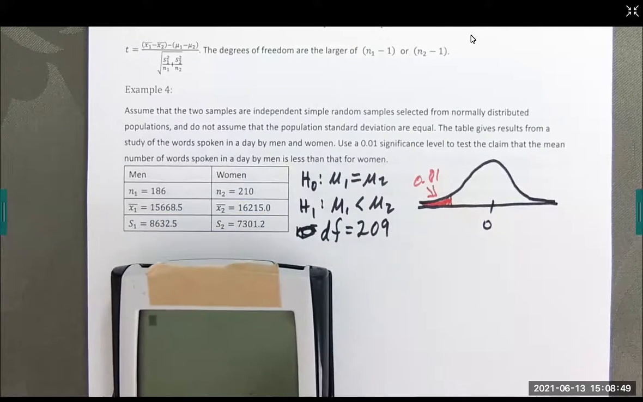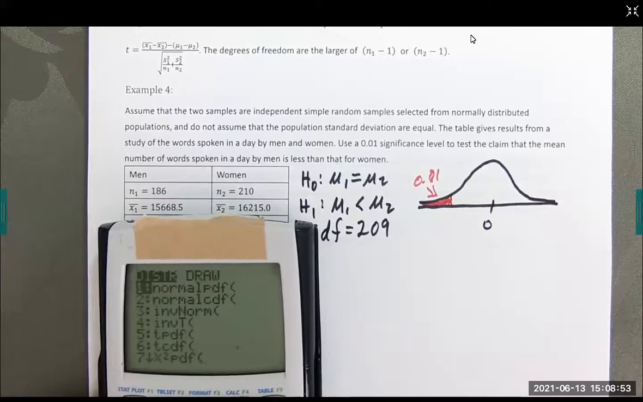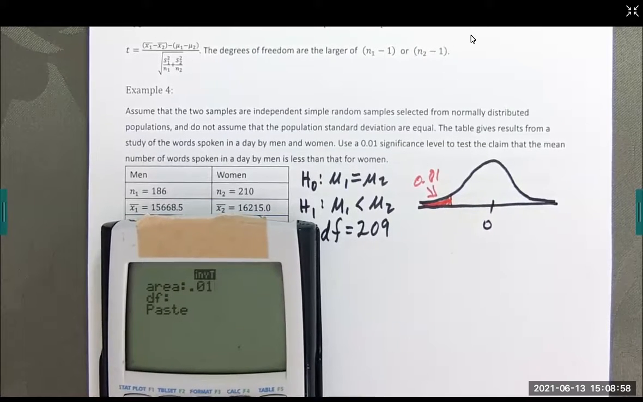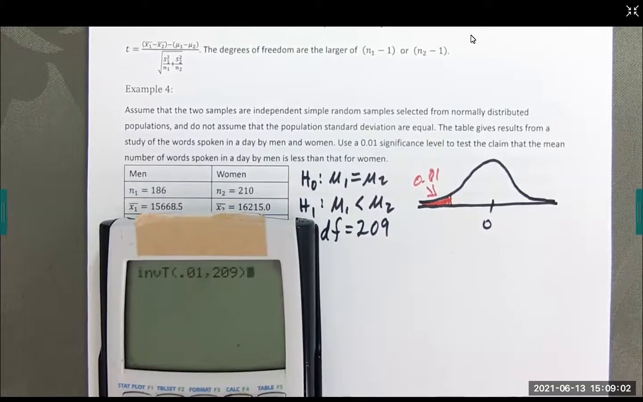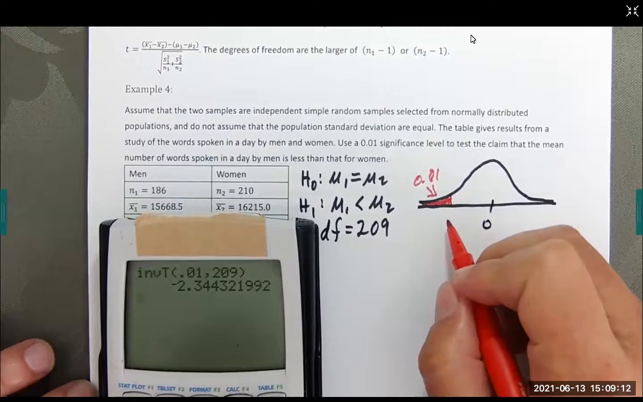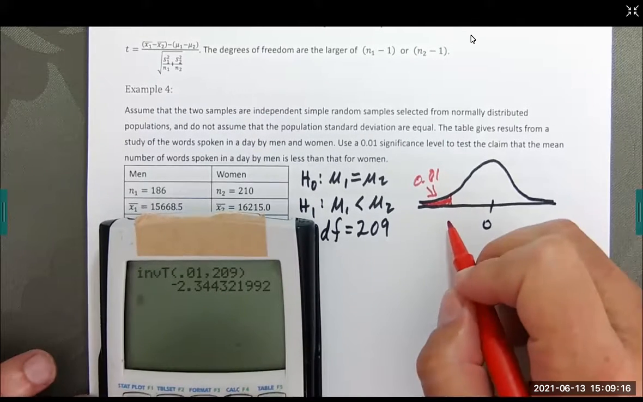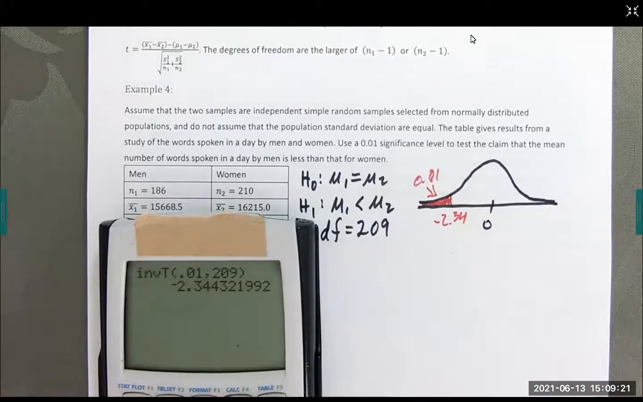Let me just show you. Inverse t, area to the left is 0.01. Degrees of freedom, I'm going to say is 209. And our critical value is negative 2.34. Oh, you know what? I put 209 for the degrees of freedom. That's correct. Negative 2.34 is our critical value.